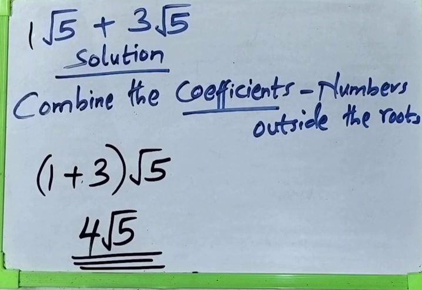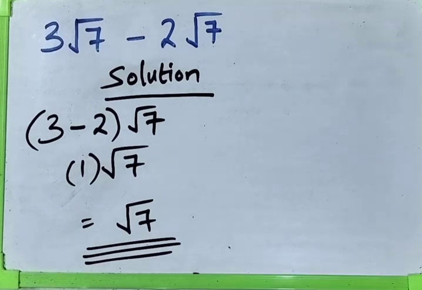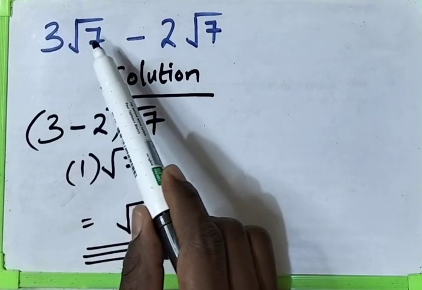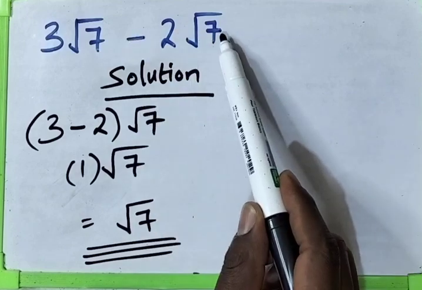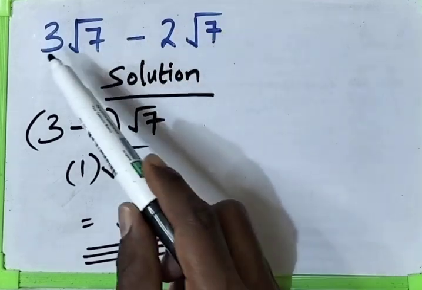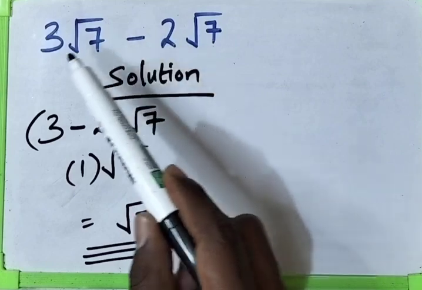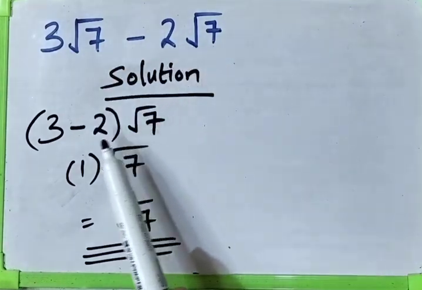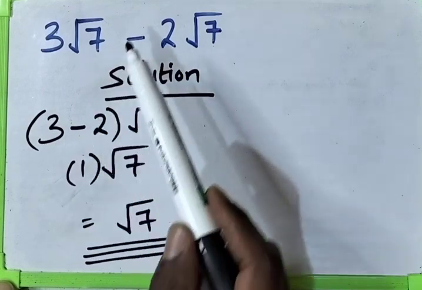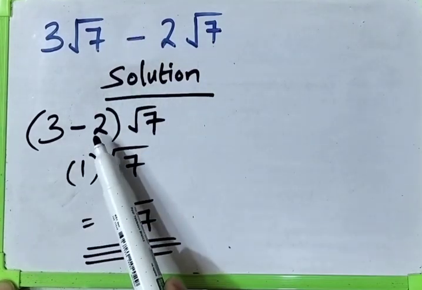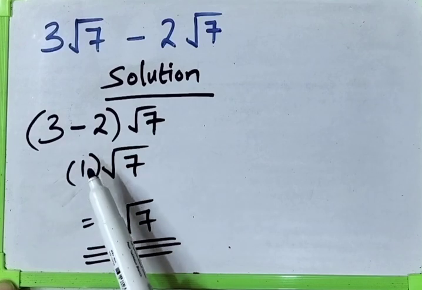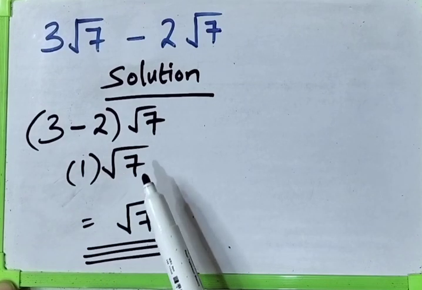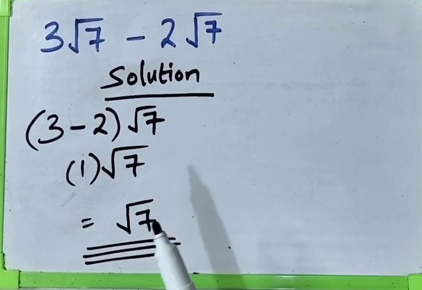For the second example, we have 3 root 7 minus 2 root 7. The numbers outside the roots can be seen clearly: 3 and 2. First of all, we combine them, and because it's a minus, we say 3 minus 2, root 7. 3 minus 2 is 1. Then 1 root 7 is the same as root 7.